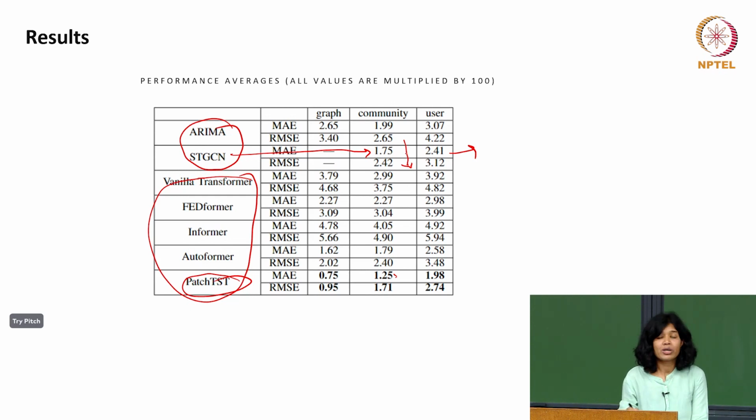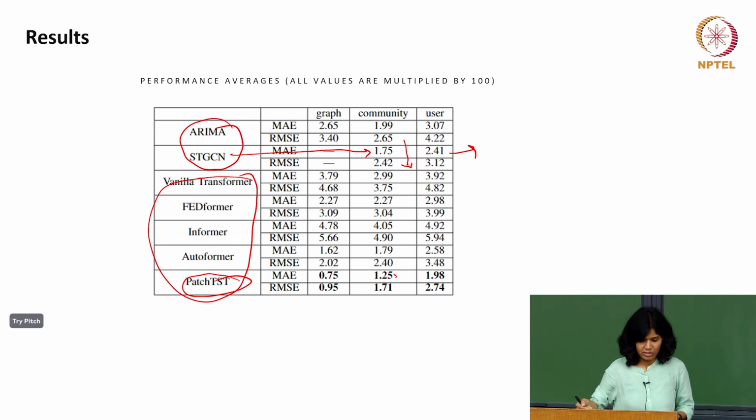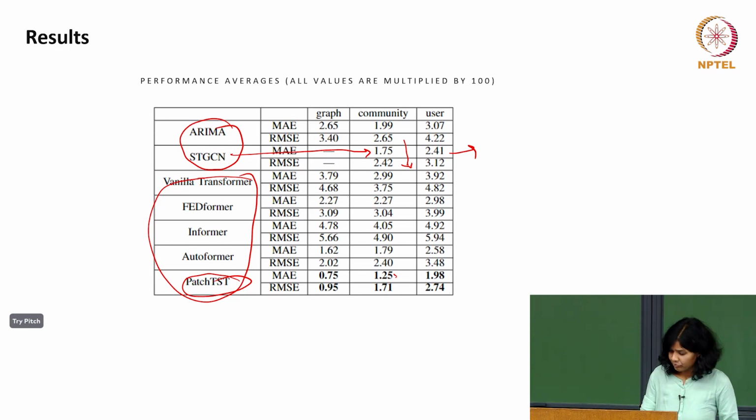That has been shown for traffic forecasting also. People have tried STGCN, and that's how STGCN started, with traffic data. There also, if you feed the traffic topology, the road topology, the structure matters, and you can do better for time series forecasting.